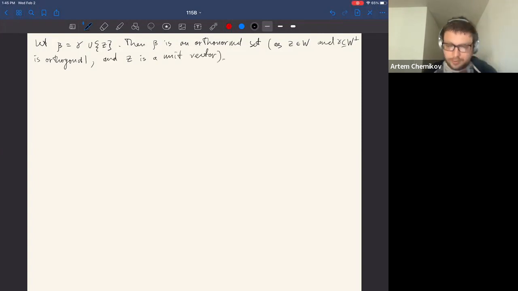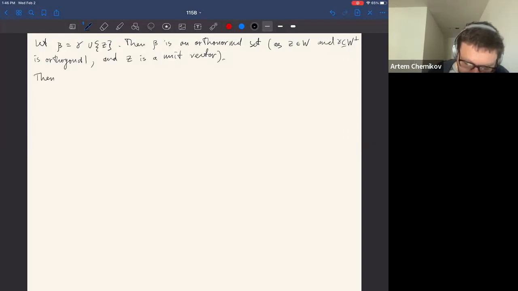Okay, so combined, this tells us that beta is also an orthogonal set. Moreover, it's orthonormal because gamma was orthonormal and Z is a unit vector, which is orthogonal to everything in gamma, right? So we see that this is an orthonormal set, okay?